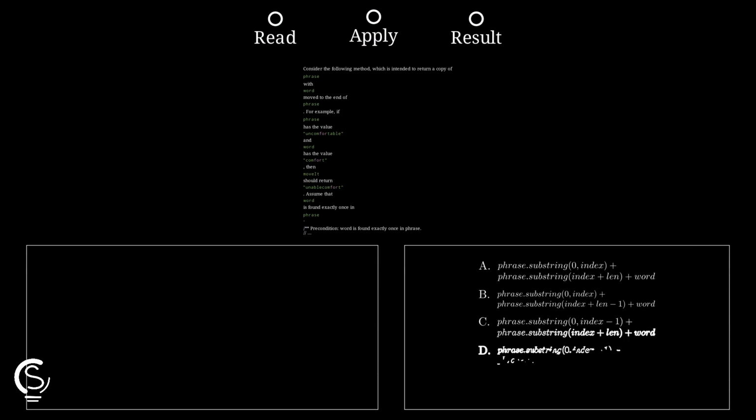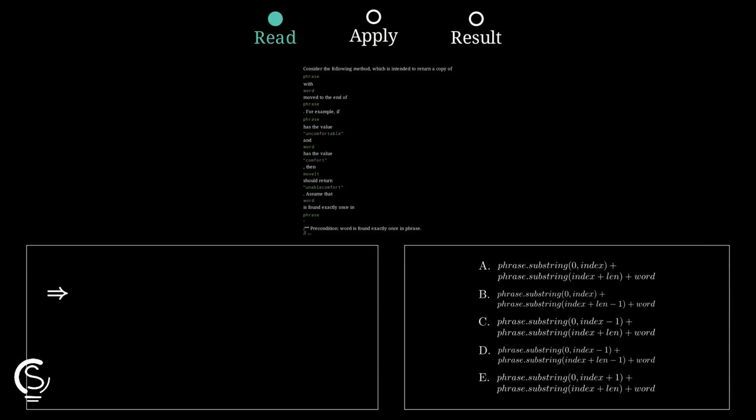First, we need to isolate the part of the phrase that comes before our target word. Since the word starts at index, we use substring from 0 to index to grab it.